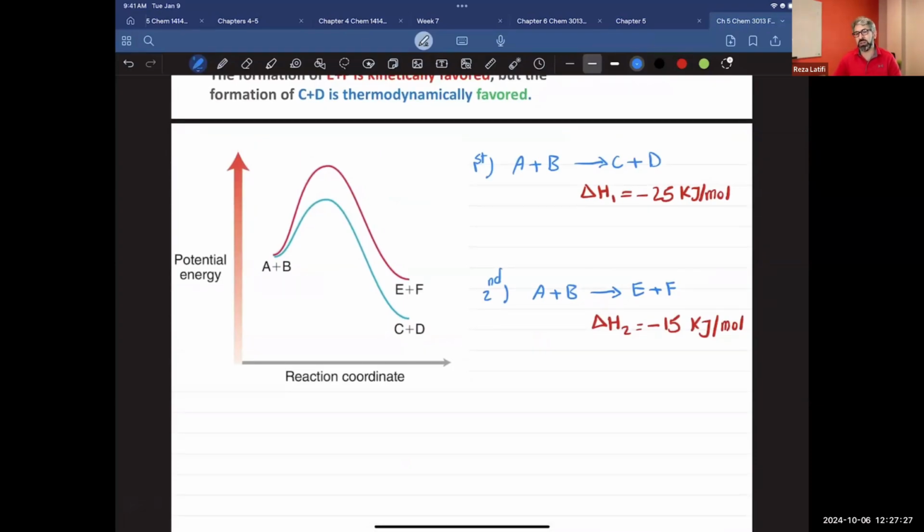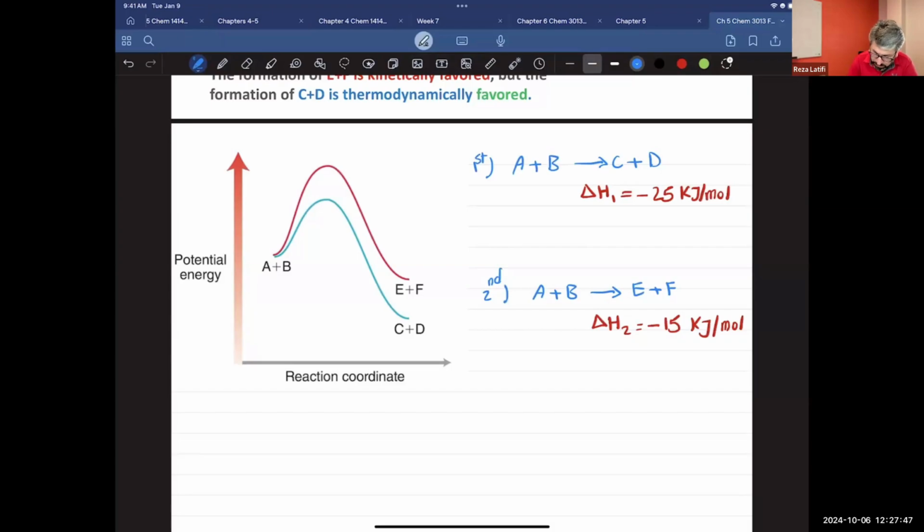We have A plus B turning to C plus D. Delta H of the reaction is minus 25 kilojoule per mole. The second one, A plus B turning to E plus F. Delta H of the reaction is minus 15 kilojoule per mole. Okay, minus 15. What's the delta H? Let's highlight the delta H first.